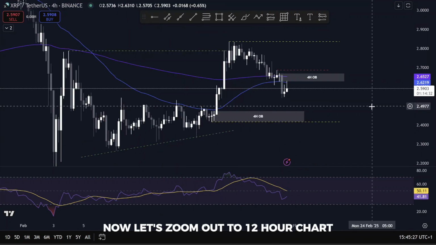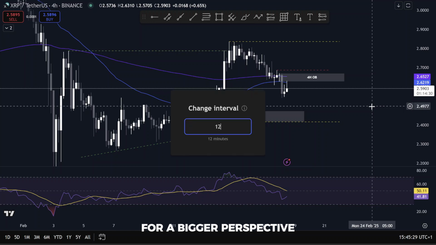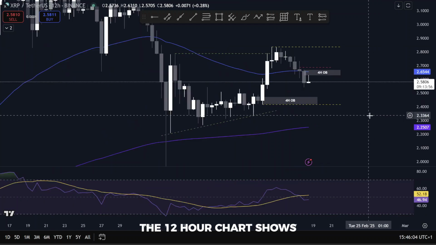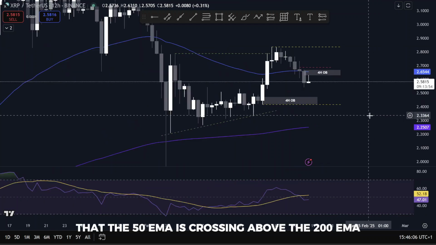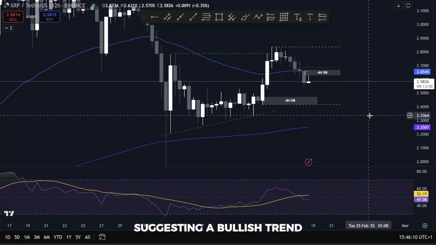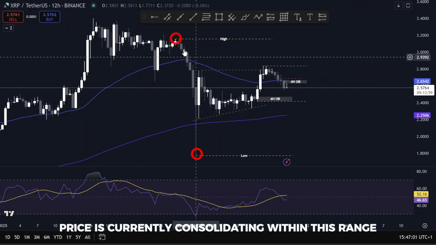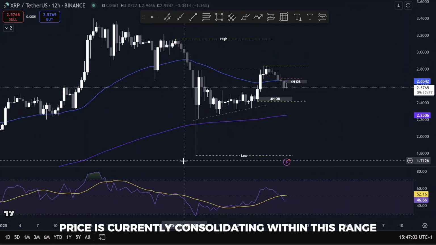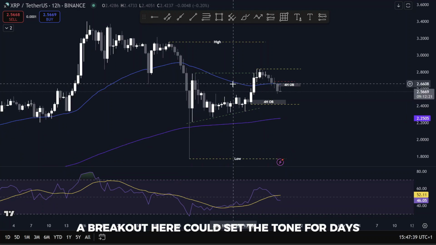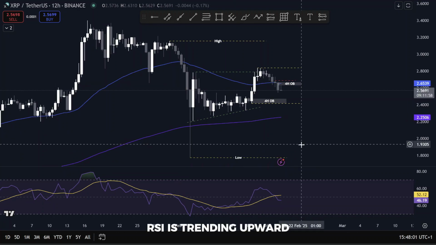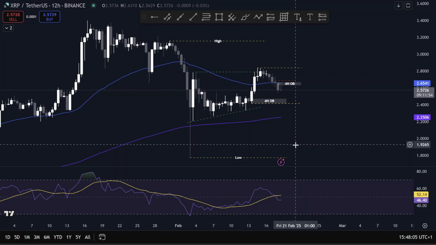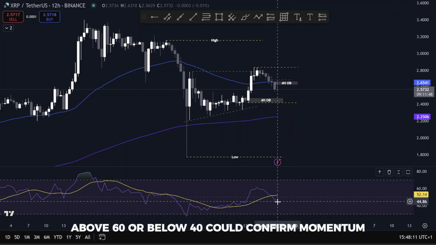Now let's zoom out to the 12-hour chart for a bigger perspective. The 12-hour chart shows that the 50 EMA is crossing above the 200 EMA, suggesting a bullish trend that has already been formed. Price is currently consolidating within this range. A breakout here could set the tone for days. RSI is trending upward, but not yet overbought or oversold. A sustained move above 60 or below 40 could confirm momentum.